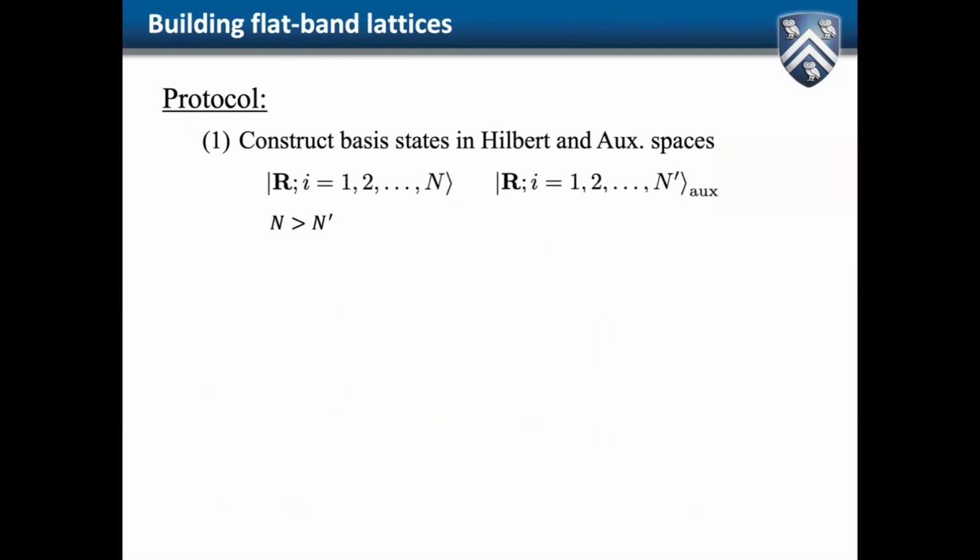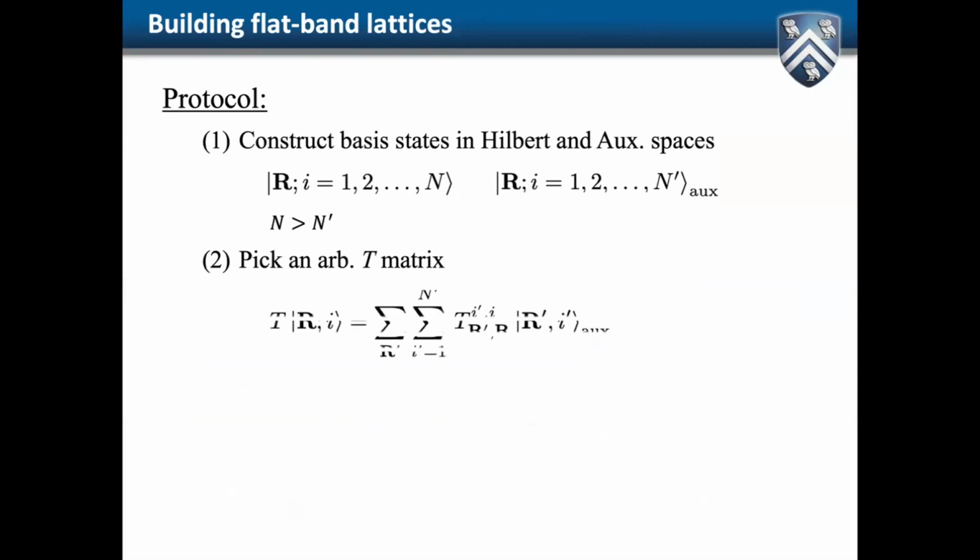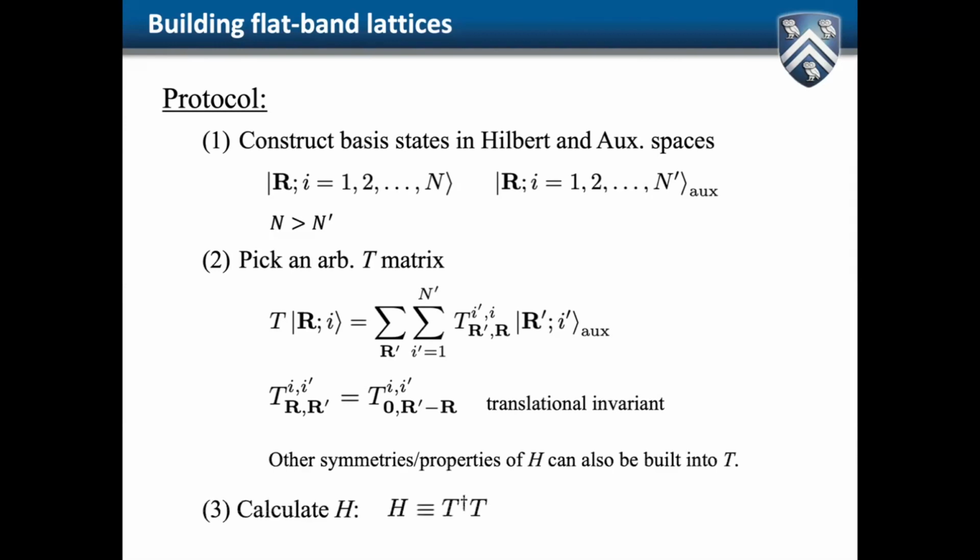So this is the protocol. You construct a basis space in both the Hilbert space and the auxiliary space, and pick some arbitrary T matrix. And you can impose constraints on the T matrix. For example, if you want translation invariance, or you want the hopping to be short range, all these constraints can be imposed on the T matrix. And then you just calculate what your Hamiltonian is. So there's no complicated math problem to solve. It's all by construction.